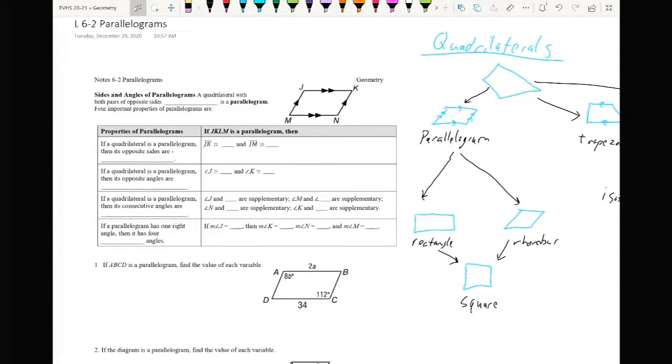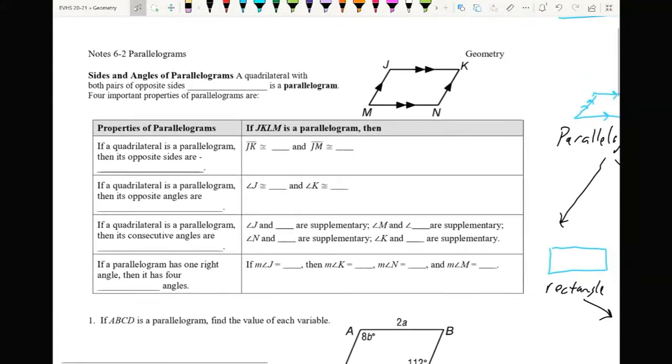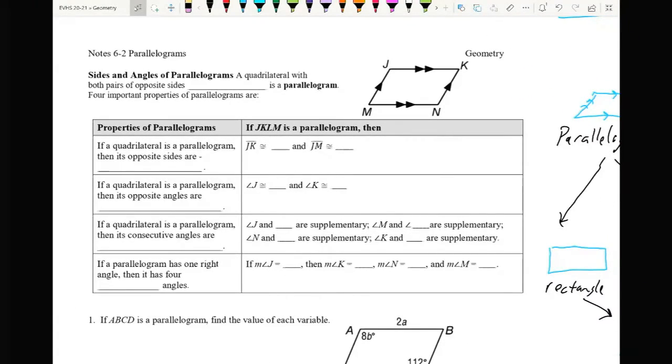We're going to start off with the definition. Sides and angles of parallelograms. A quadrilateral with both pairs of opposite sides congruent is a parallelogram. Now, when I say congruent, I used the wrong word there. I apologize. That should be parallel. Okay, so here JM is parallel to NK and JK is parallel to MN. It's called a parallelogram because it's got 2 sets of parallel sides.